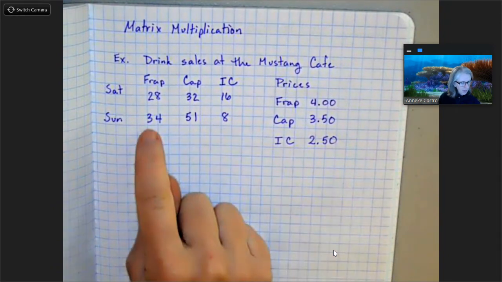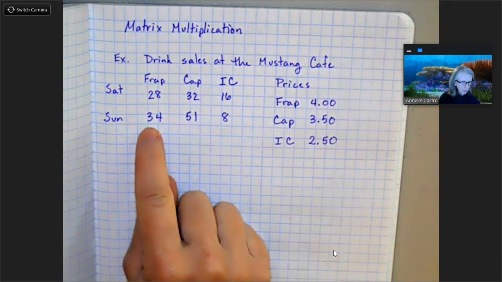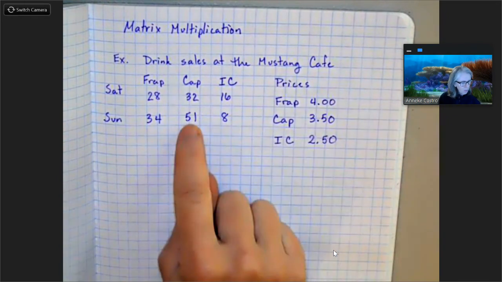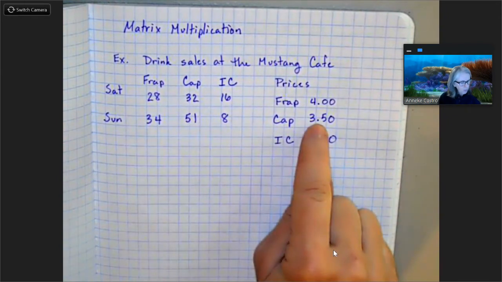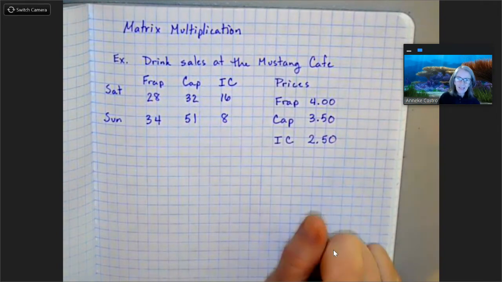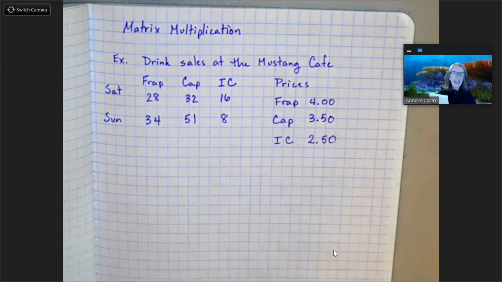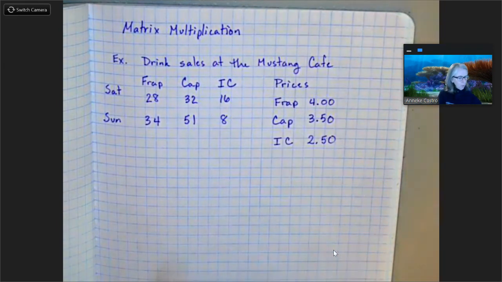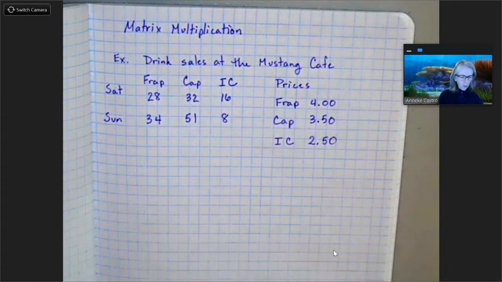For Sunday, I'll do the same thing. So to get the total money for Sunday, it would be 34 times 4 plus 51 times 350 plus 8 times 250. And that, my dear students, is matrix multiplication. That's all it is. When you take a grid of information and multiply it by another grid of information.